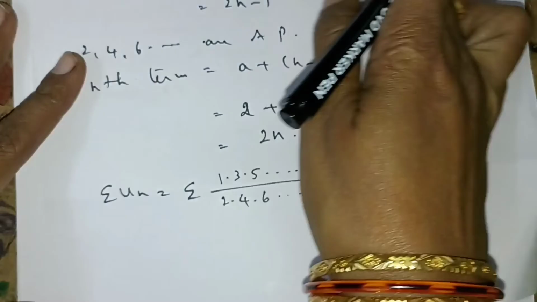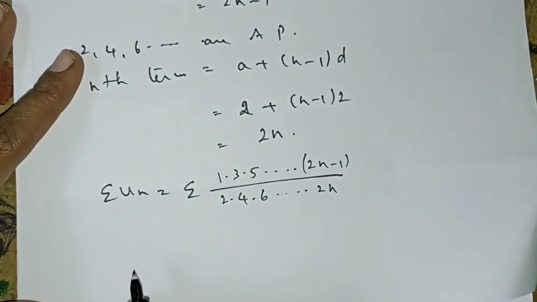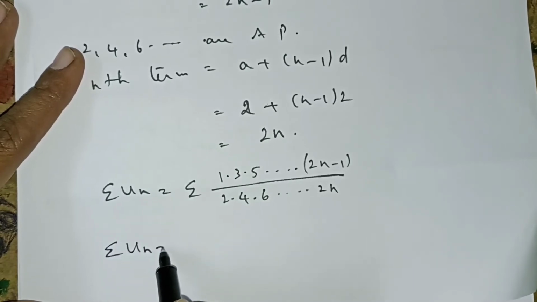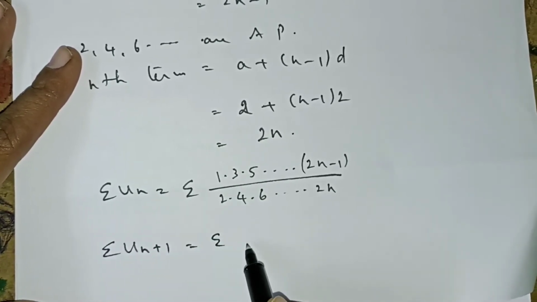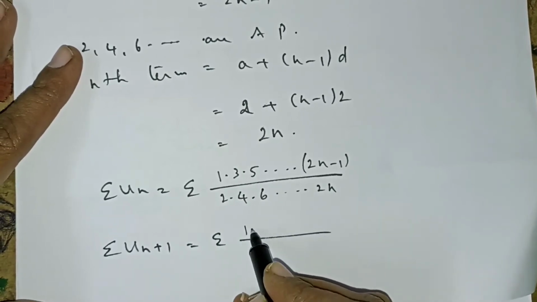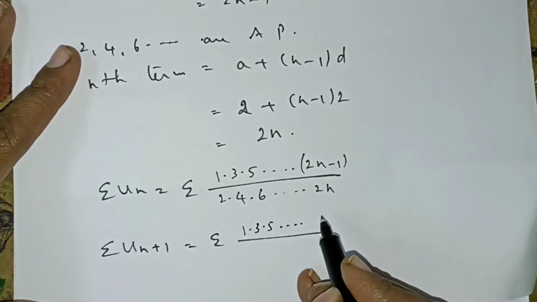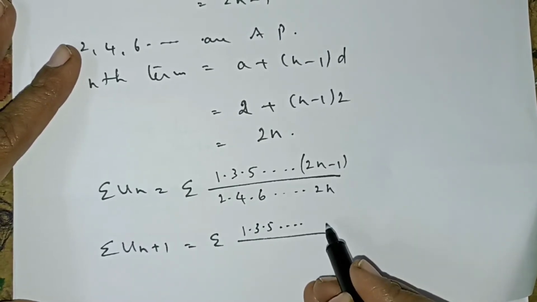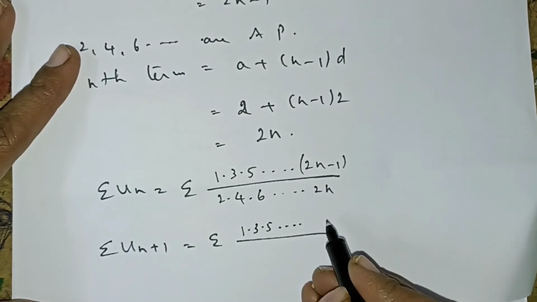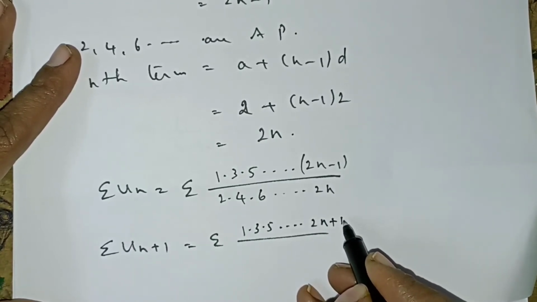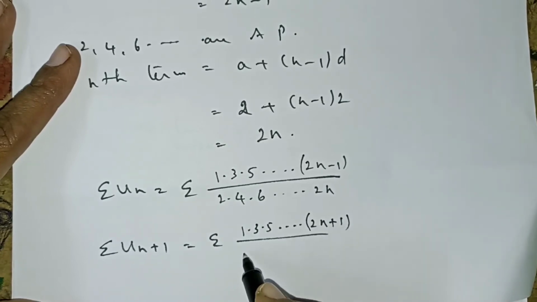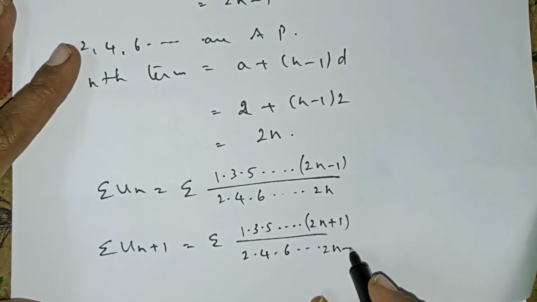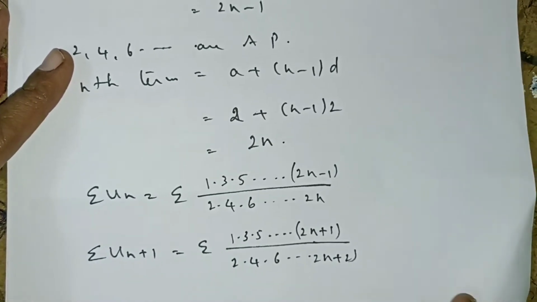Since there are an infinite number of values, I am applying the ratio test. To apply the ratio test, I need the un plus 1th term. Wherever n is there, in place of n substitute n plus 1. The numerator is 1 into 3 into 5 and so on up to 2n minus 1, 2n plus 2 minus 1, which is 2n plus 1. The denominator is 2 into 4 into 6 and so on up to 2n plus 2. This is the un plus 1th term.